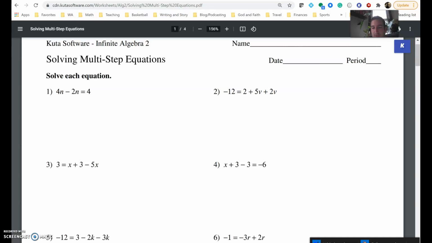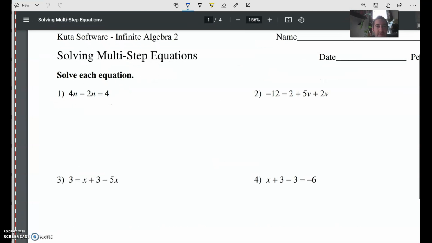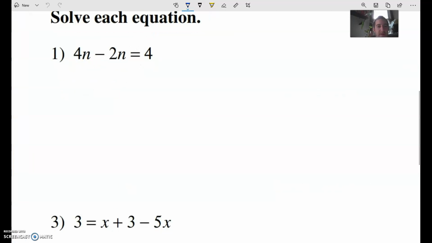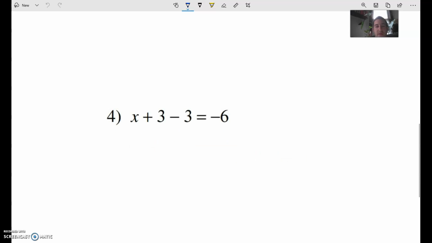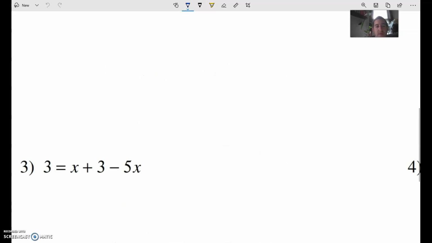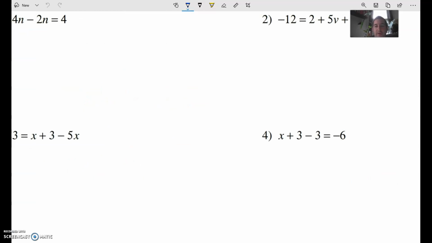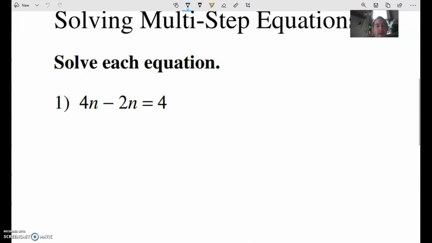I go full screen snip so that I can write on the screen. So, it's a multi-step because look, okay, let's just talk about what an equation looks like. I want one with variables on both sides. Oh well, we'll just start with number 1.